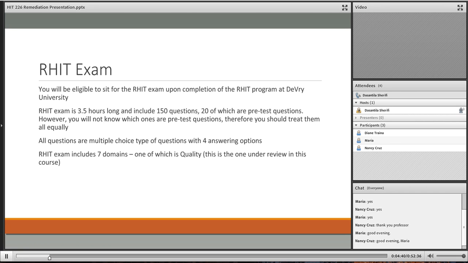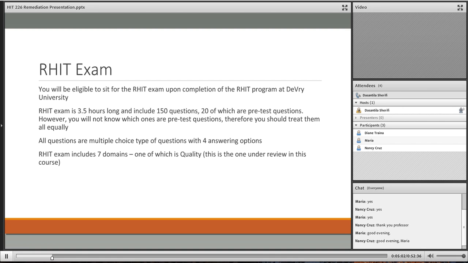You just want to focus on reviewing as much as you can. All the questions are multiple choice, and they have 4 answering options. The RHIT exam right now includes 7 domains, and one of them is quality. If you wait too long, until 2017, I believe the domains will change and be rearranged a little bit.